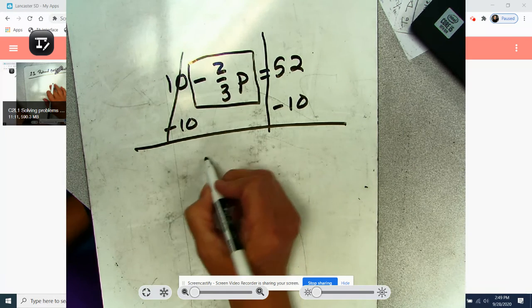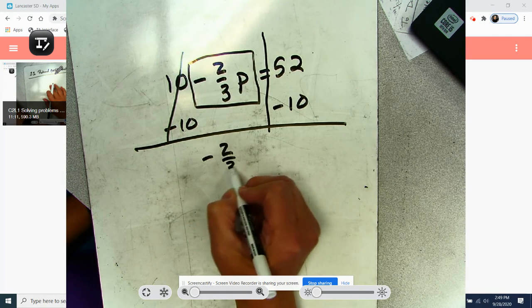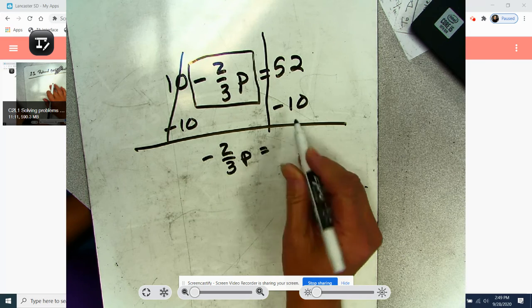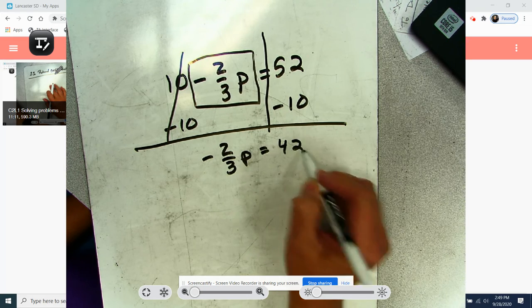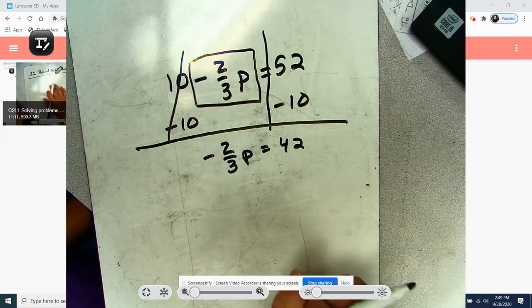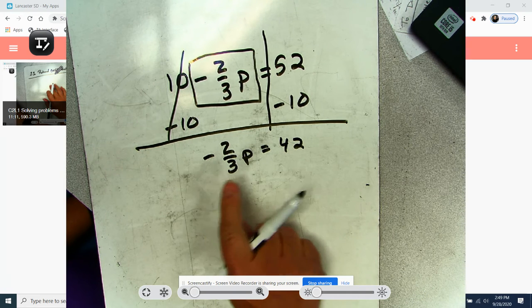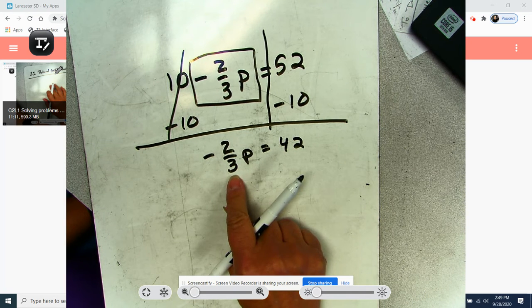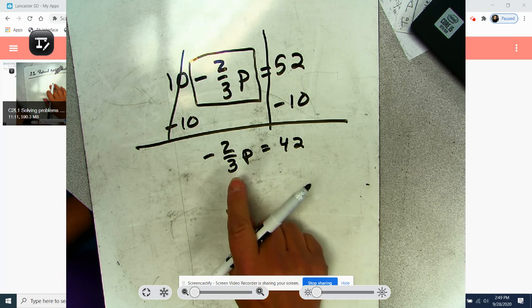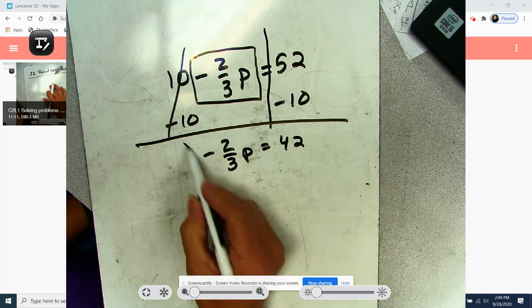This is going to cancel. I have negative 2/3 p equals 42. Now this problem looks like what I did last night. I have a rational coefficient, and I'm going to multiply both sides by its multiplicative inverse.